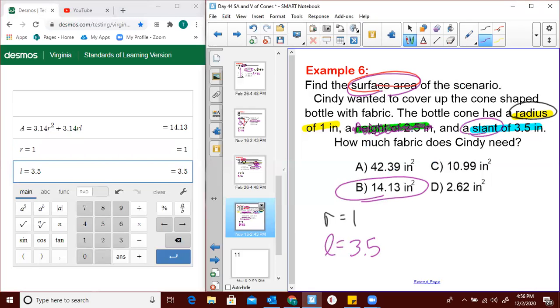One other thing to kind of show you guys here, if we did not have this surface area statement, you should be able to tell that when Cindy wants to cover up the cone-shaped bottle with fabric, right? So that means that she has her cone. I'm not an artistic person, but she has her cone, and she wants to cover the outside of it, right? She doesn't want to fill it up with anything. She wants to wrap it up in fabric.